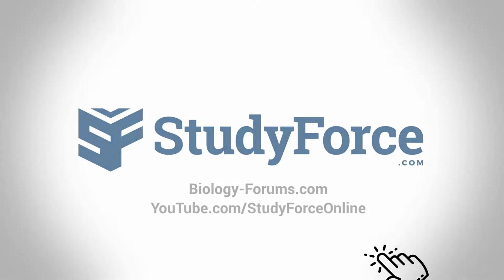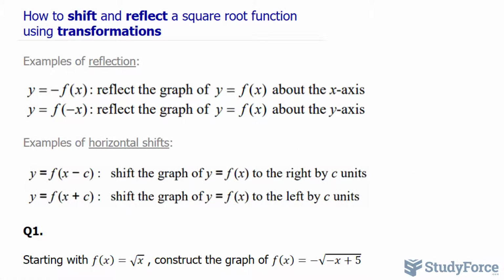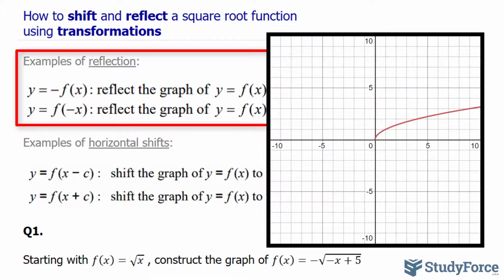In this lesson, I'll show you how to shift and reflect a square root function using transformations. Just a few notes before we get started. There are two types of reflections. One that is about the x-axis, and that's when you have a negative value being multiplied to the function. And another one known as a reflection about the y-axis, and that's when the input is negative.